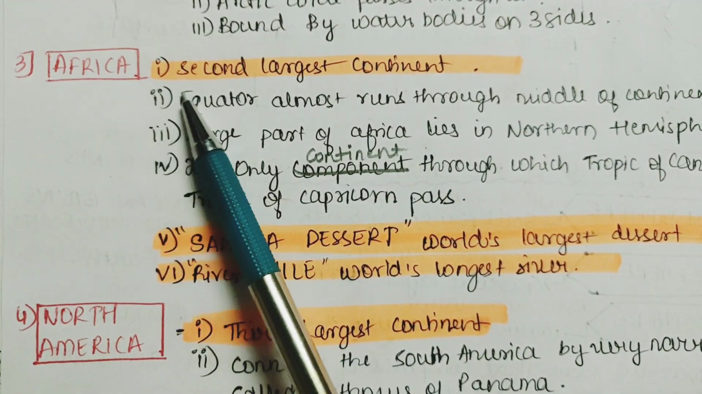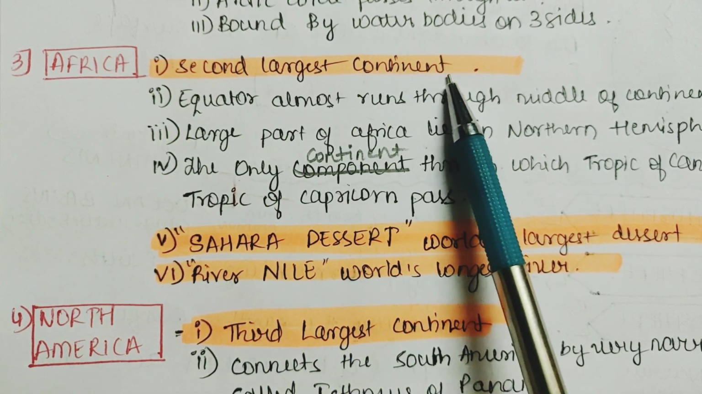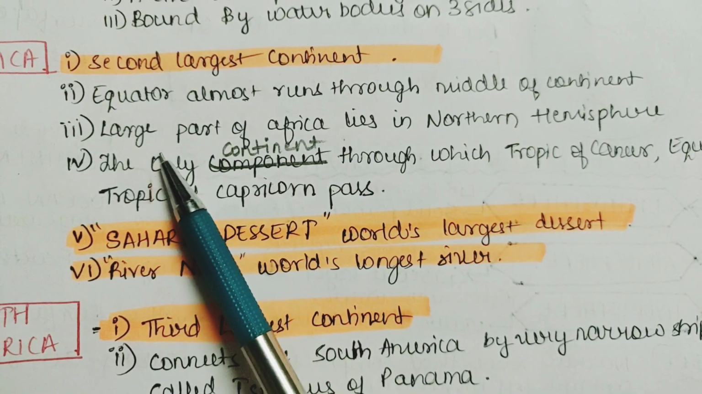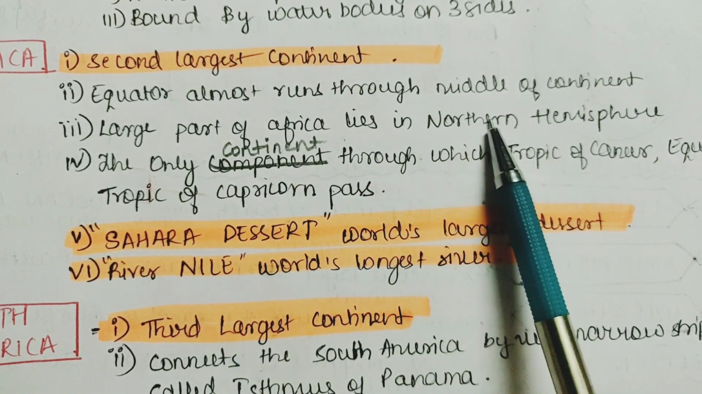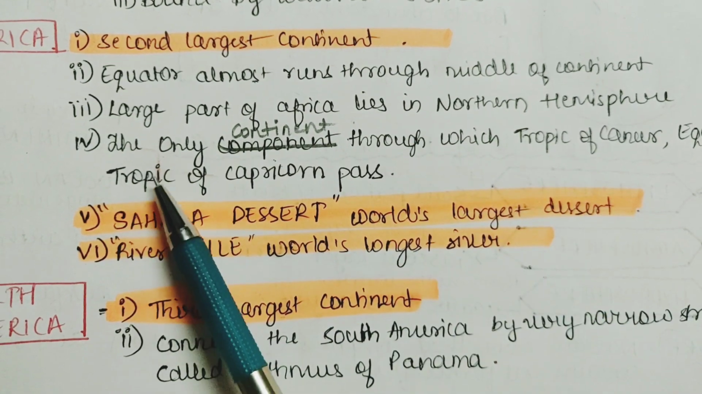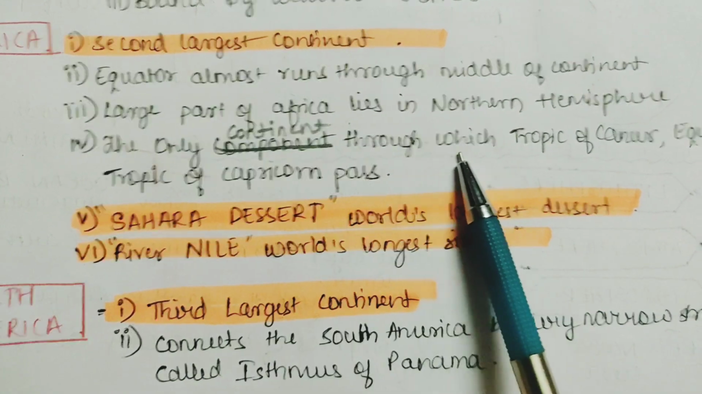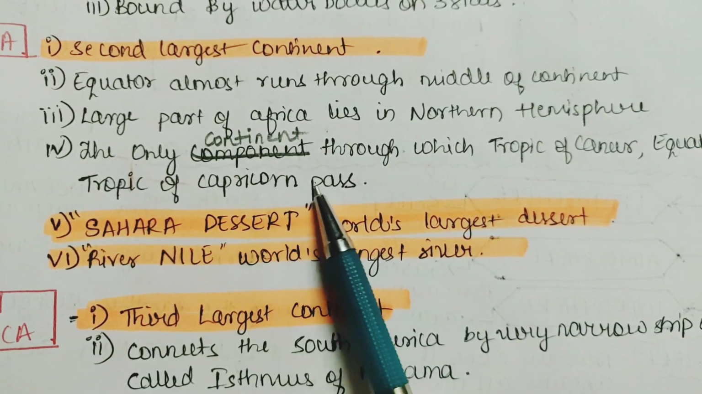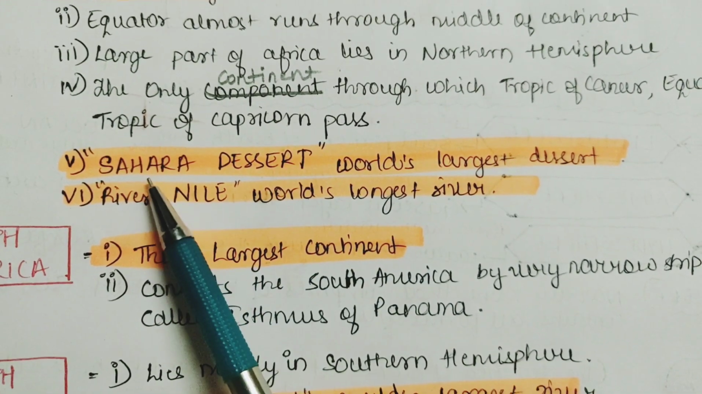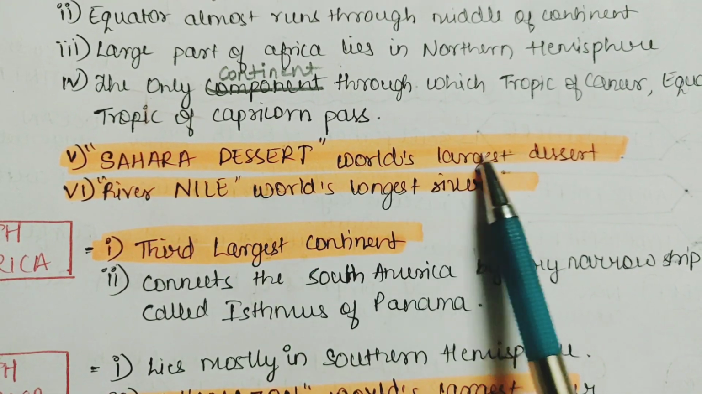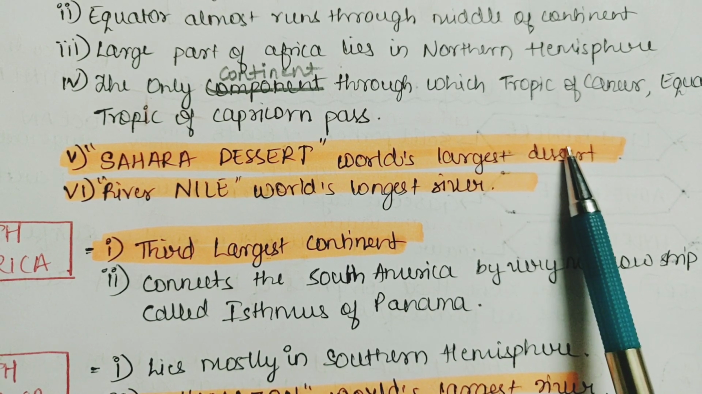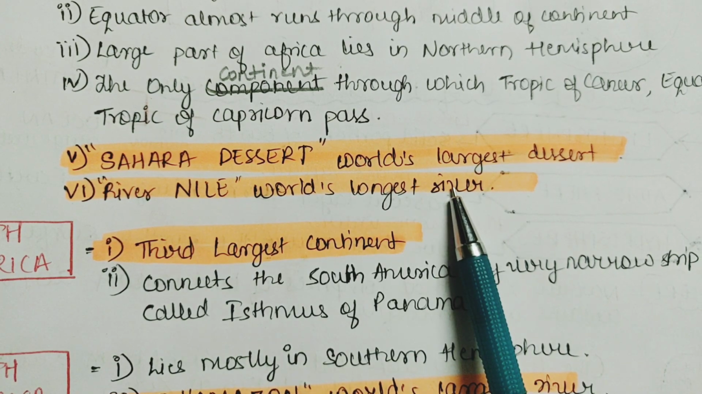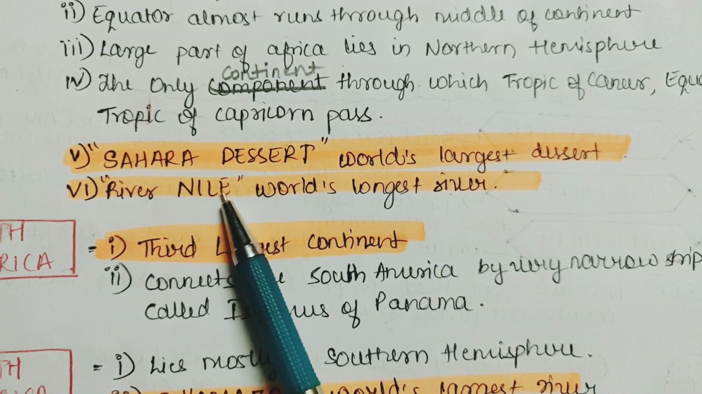Africa. Africa is the second largest continent in the world. The equator almost runs through the middle of this continent. A large part of Africa lies in the northern hemisphere. Africa is the only continent through which the Tropic of Cancer, equator and Tropic of Capricorn pass. The Sahara Desert, which is the world's largest desert, is situated in Africa. River Nile, the world's longest river, is also located in Africa.